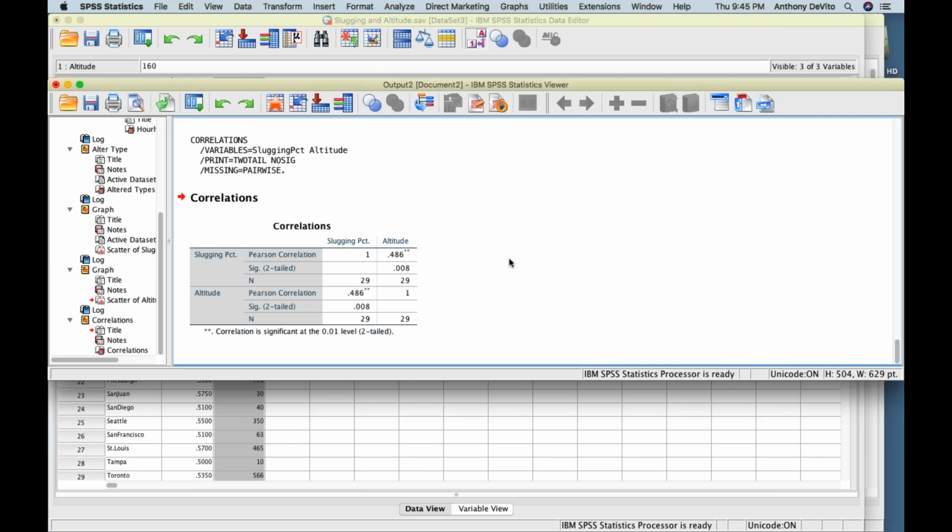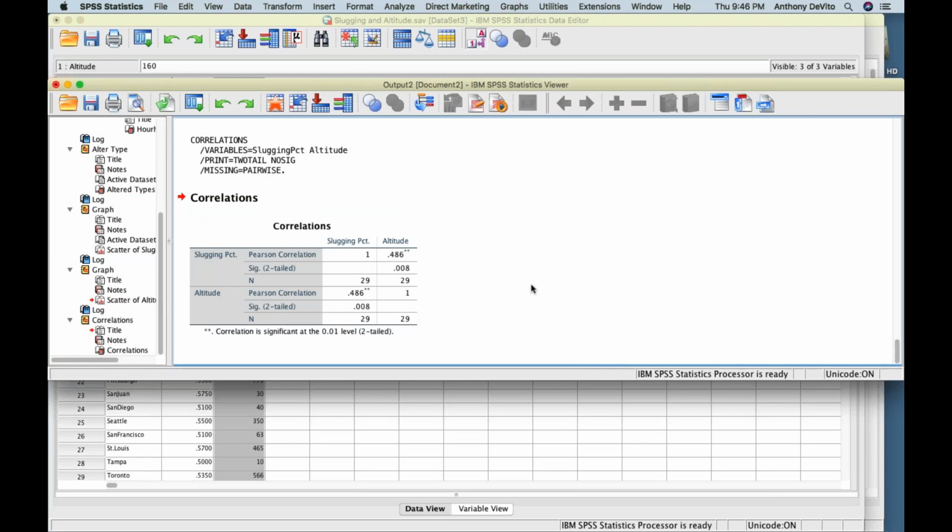That there is an association between slugging percentage and the altitude in the stadium. So very interesting that we wound up with that, right? So now I could go ahead and calculate my regression equation. In other words, describe that line that gives us a best fit.